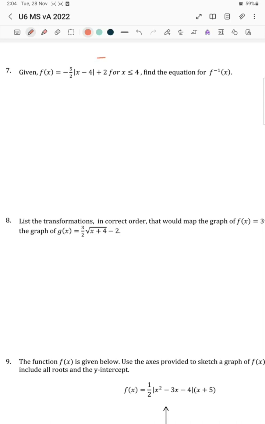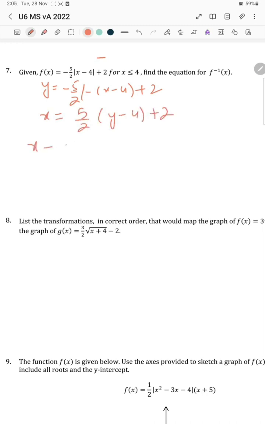Hopefully you have done find the inverse, so let me find it for you and you can check if you are correct or not. So y is equal to minus 5 by 2 minus 6 minus 4 plus 2. Let's switch x and y: x is equal to 5 by 2 y minus 4 plus 2, so the inverse is 2 by 5 (x minus 2) plus 4, defined from minus infinity.